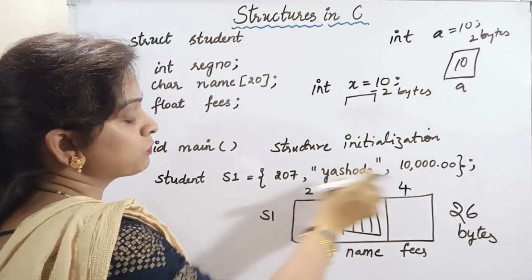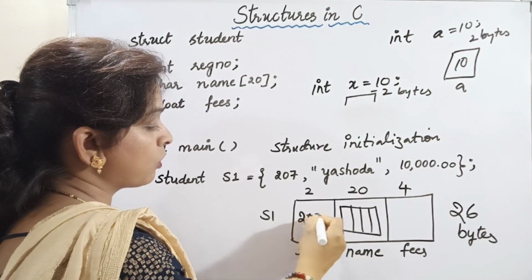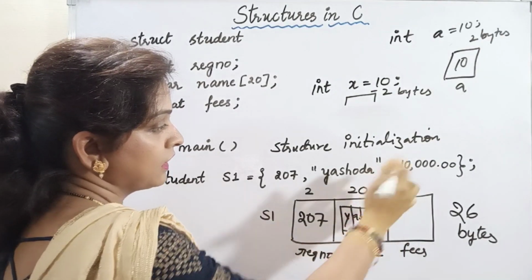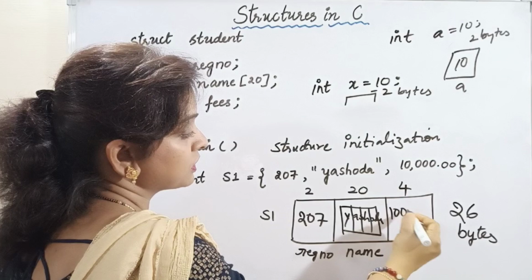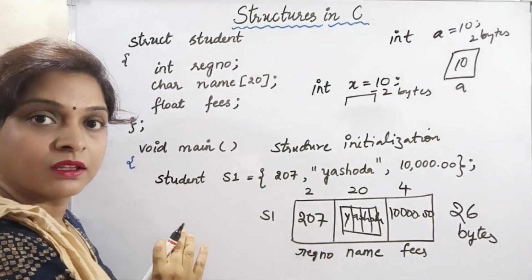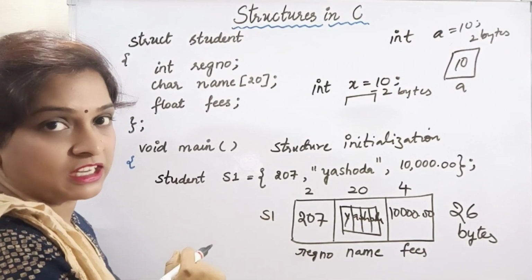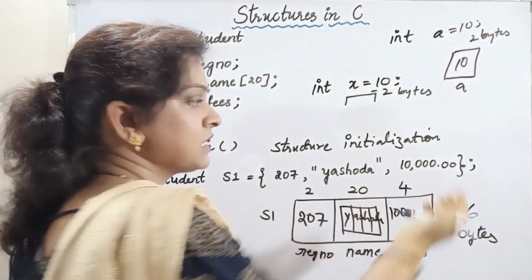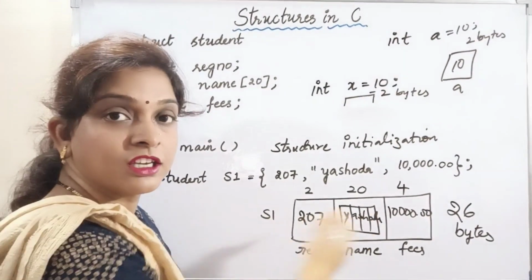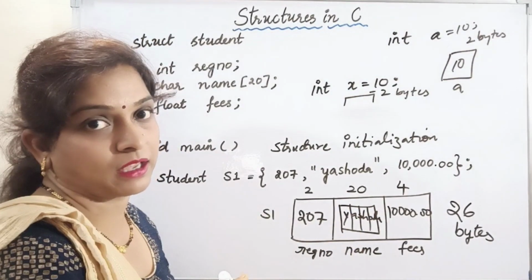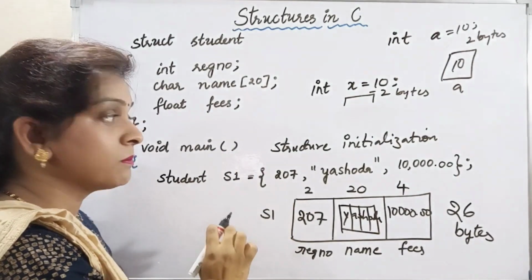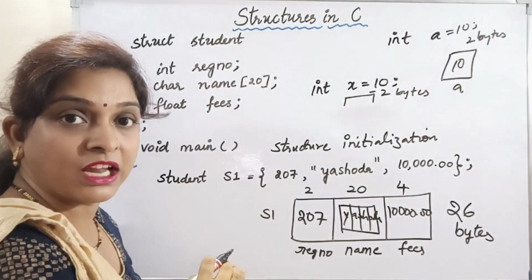So I have given the values for 3 members. So 207 will go here. The value Yashoda, that is a character array, will go to this character array. Then it is 10,000.00. So like this, the structure can be initialized. Open brace, and just like the array initialization, we will have multiple values, but here we have multiple values of different types. So now let us see how to access these members and let us print these values.